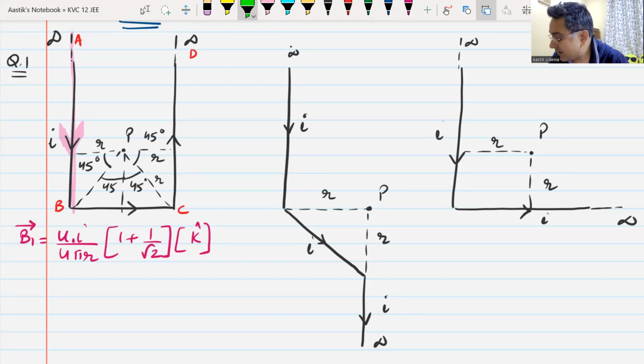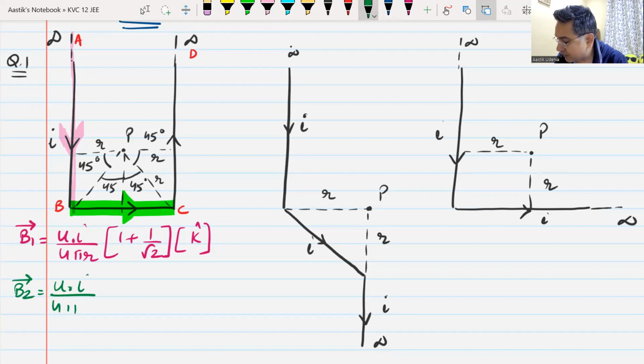Let us now find the magnetic field due to this green wire. Again, I will have to use the formula for a wire. B2 is mu naught I by 4 pi R. What are the angles for this wire? If I compare it with the standard figure, what are the angles that the wire makes with the point P? It is 45 and 45. Yes or no? So it is sine 45, 1 by root 2, plus sine 45, 1 by root 2.